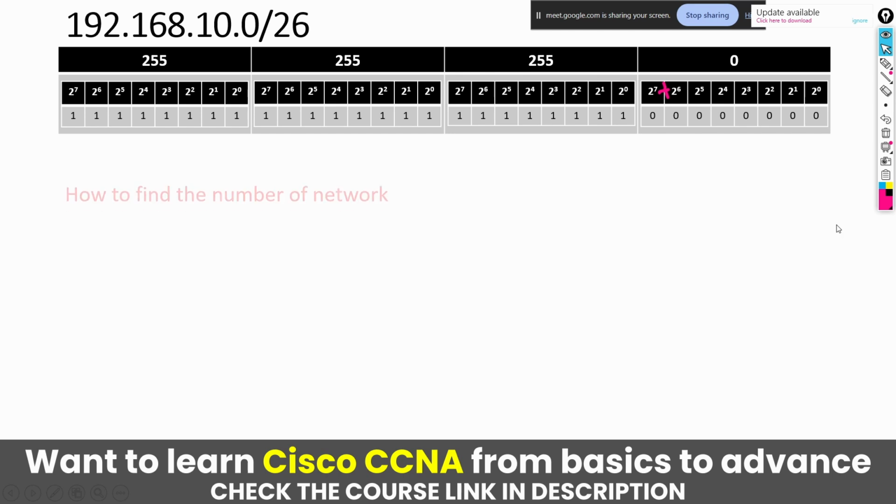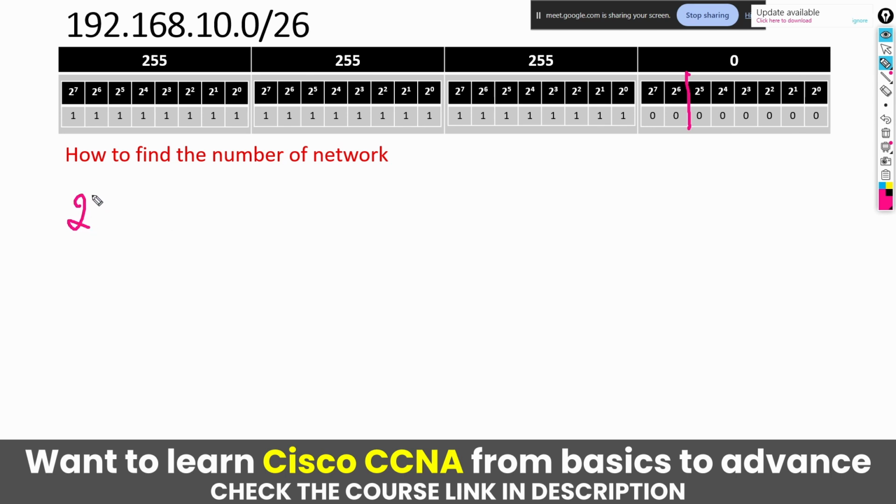Good. Next is how to find the number of networks. What is the formula for finding the number of networks? Tell me. 2 raised to the power n, where n indicates the number of bits borrowed from the host. Okay. So 2 to the power, what number should I enter at the top? 2, right? We have borrowed 2 bits, so enter 2. So how many networks are you getting here? 4. In total you will get 4 networks. Okay? All right.